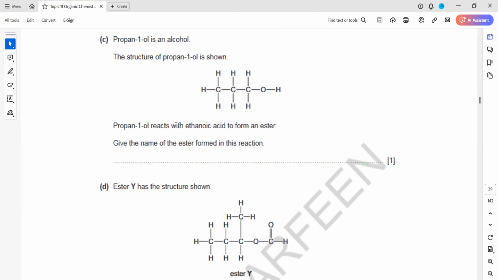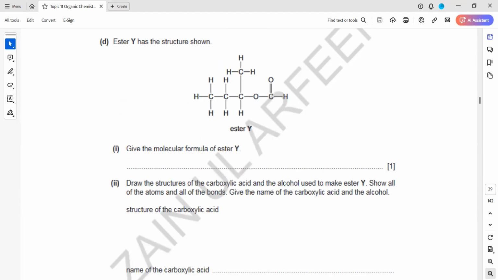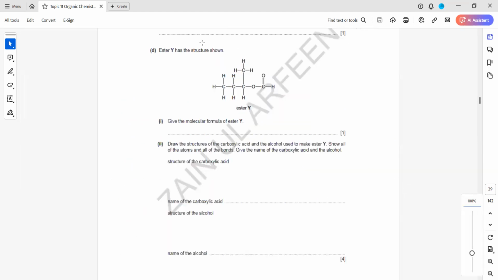In this one, ester Y has a structure. Look, this is the structure of ester Y. Give the molecular formula: when they say molecular formula, you just count the individual atoms and write the total. How many carbon atoms are there? 1, 2, 3, 4, 5. So we write C5. How many hydrogens are there? 1, 2, 3, 4, 5, 6, 7, 8, 9, 10. 10. And how many oxygens? O2. And the general formula of esters is CnH2nO2. That's a general formula as well. So if I know carbon, even without counting, I can write hydrogen as well.